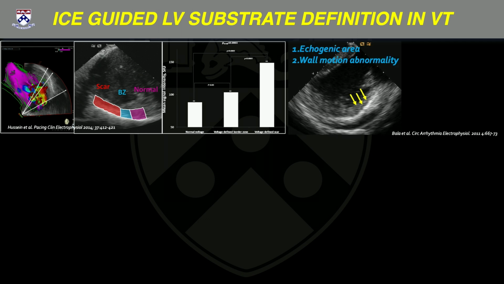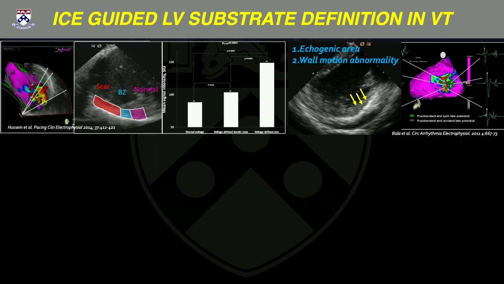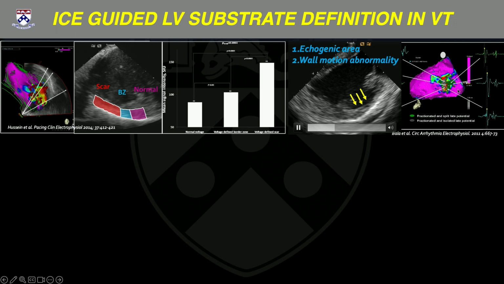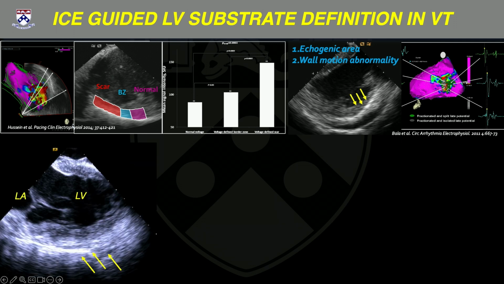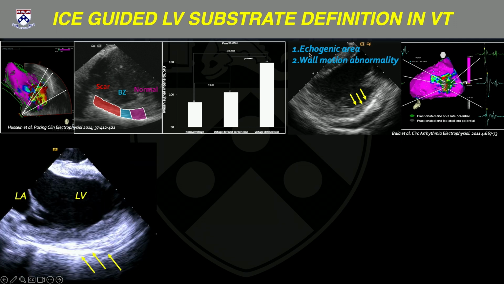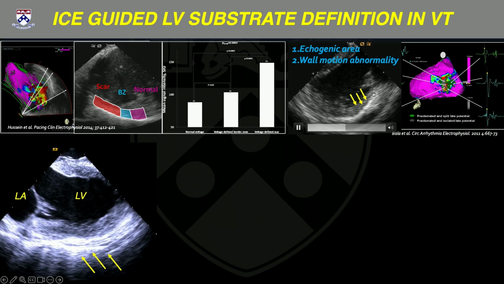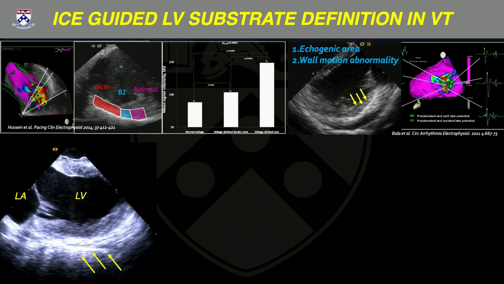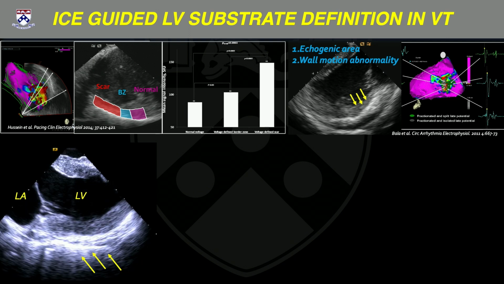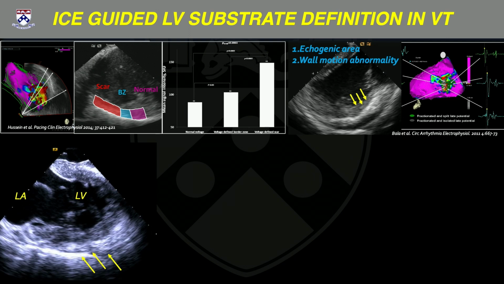You have an image of a scar on intracardiac echo, and you do a voltage map, and then you correlate this with this. And that's how it looks. There are areas that are echogenic and that have thinning and have wall motion abnormality. This is how you define scar on echo. Same thing on intracardiac echo, because it's the same thing.